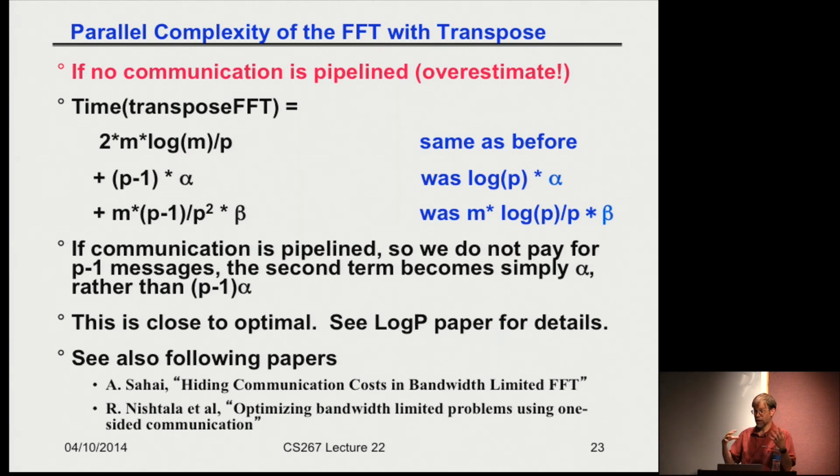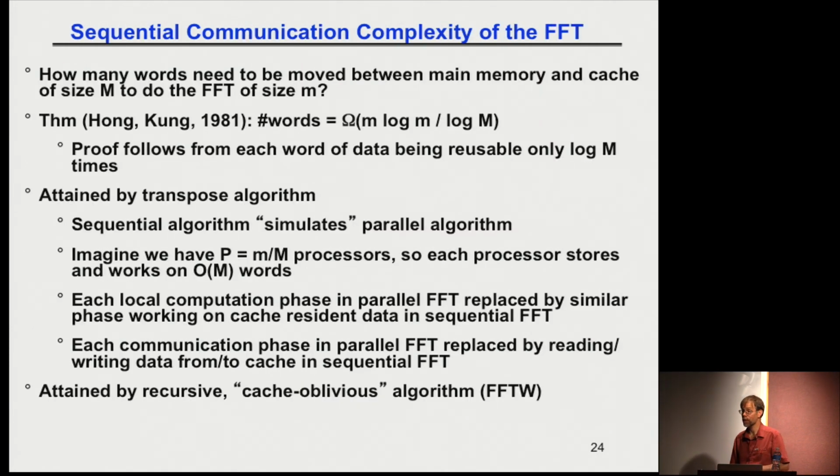So my measure of complexity now, just like for matrix multiply, is how much data I have to move between DRAM and cache. And there's a theorem, and it turns out that by emulating the parallel algorithm in the serial case, we'll attain the lower bound. So here's the lower bound. And it's actually from the same paper that first wrote down the matrix multiply lower bound.